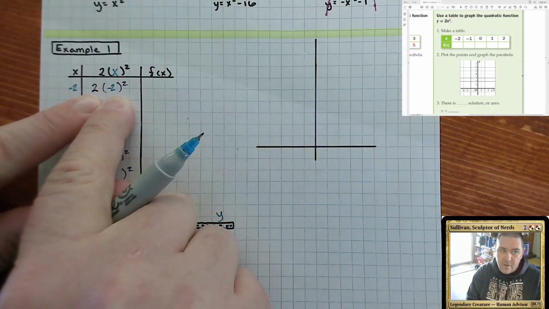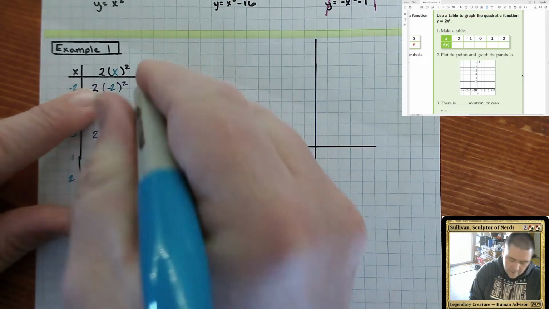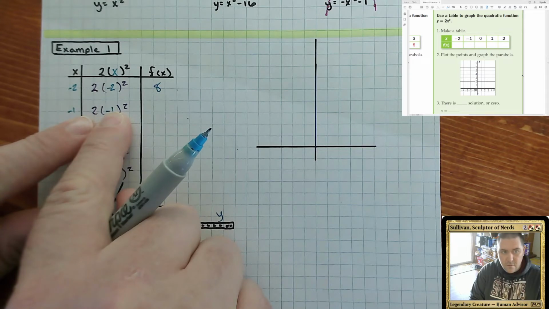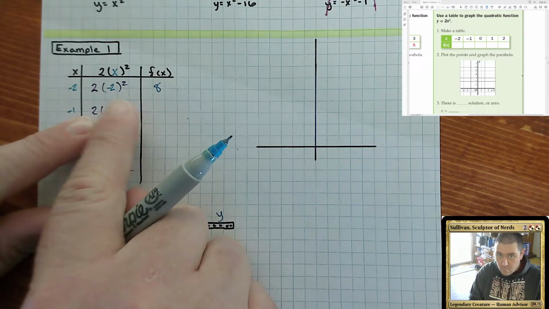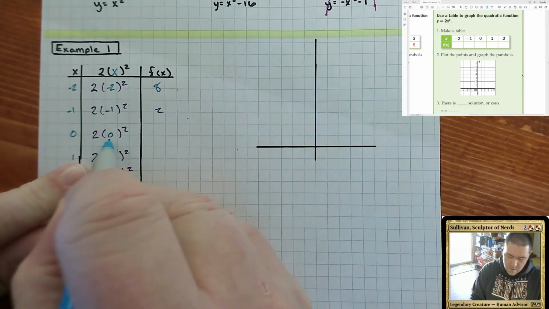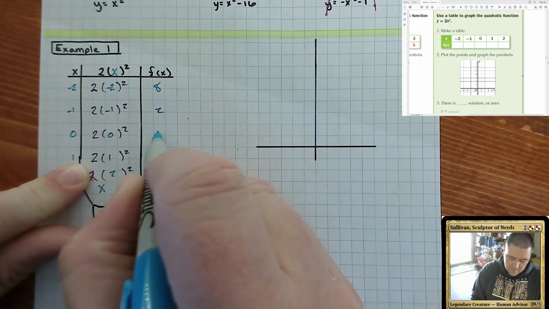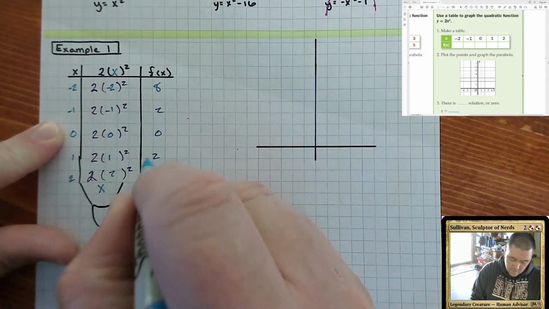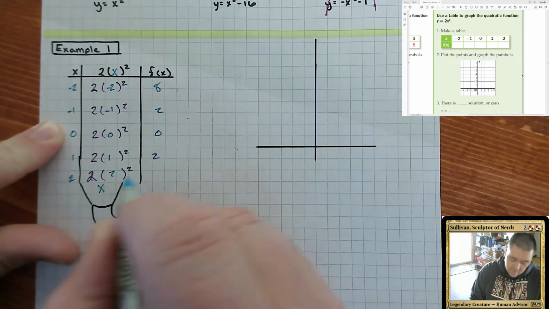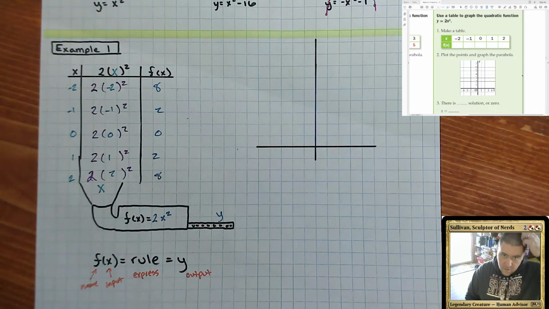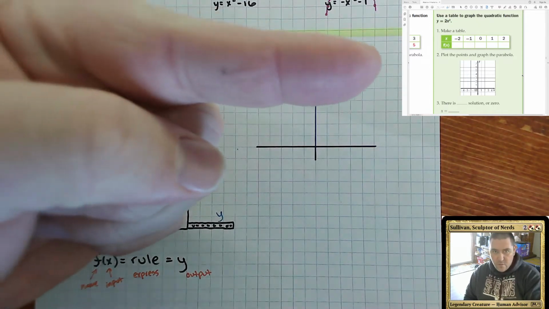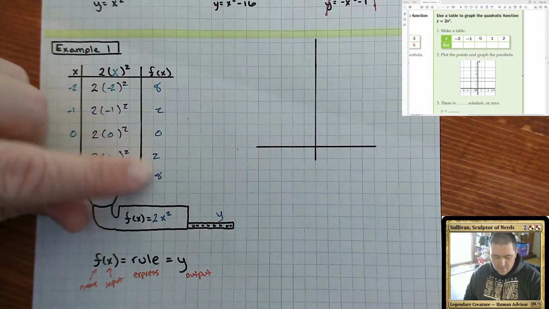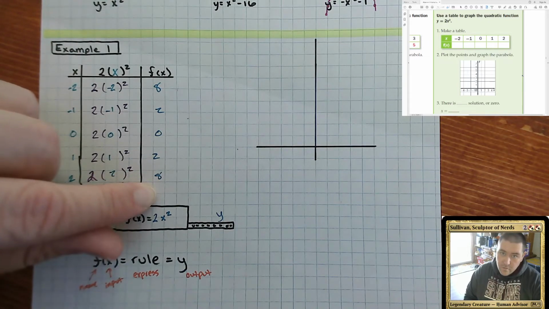You can just dump this in your calculator and get 4 times 2 is 8. Dump in -1, 0, 1, 2: -1 squared is 1, 1 times 2 is 2. 0 squared is 0, times 2 is still 0. 1 squared is 1, times 2 is 2. 2 squared is 4, times 2 is 8. So you go ahead and fill out that table with 8, 2, 0, 2, 8, and then plot your points.